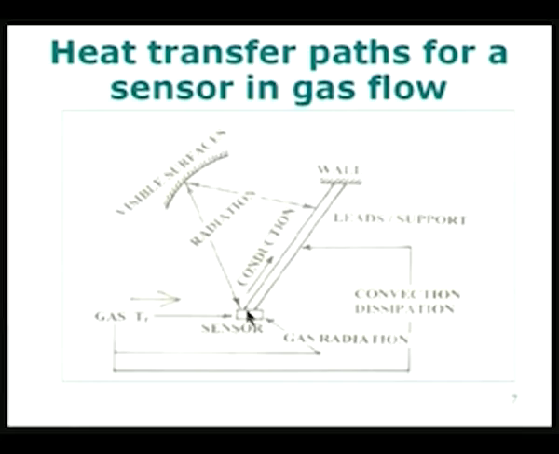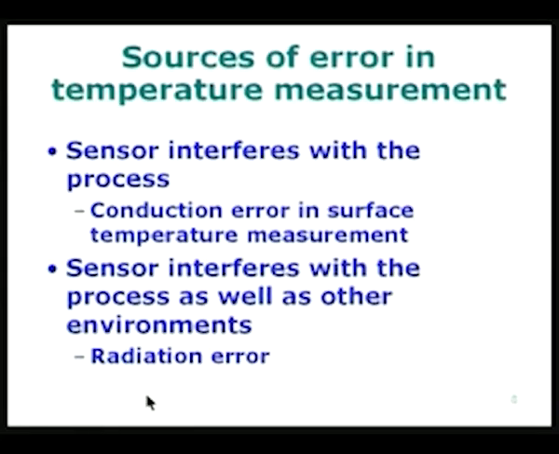So, equilibrium will be achieved when the amount of heat transferred from the gas to the sensor is exactly balanced by the heat losses through various means, the conduction error, the radiation error and so on. So, a calculation of the errors will require an understanding of these phenomena and these processes which are going to take place, and therefore, we can identify the sources of errors in temperature measurement as I have done here.